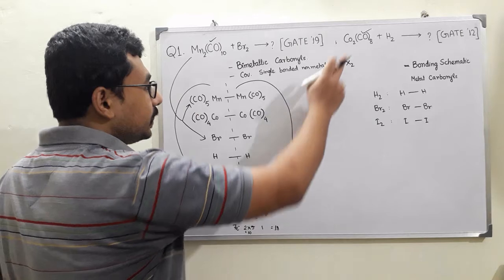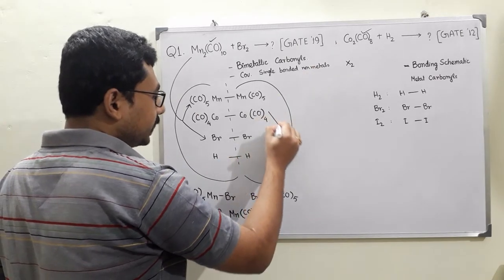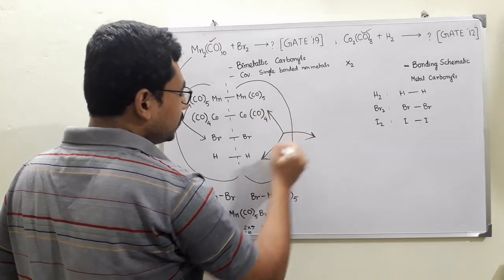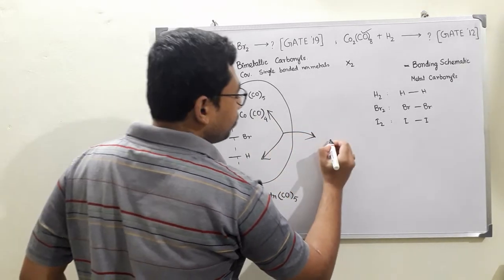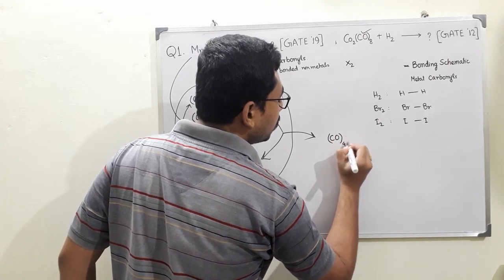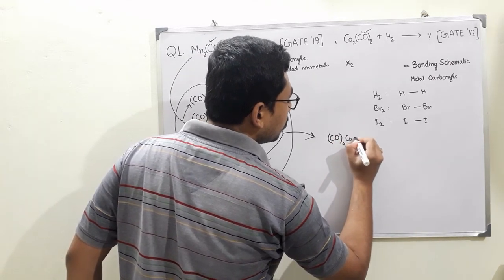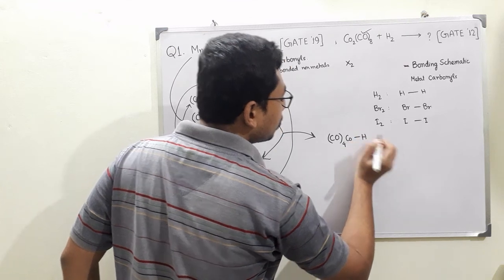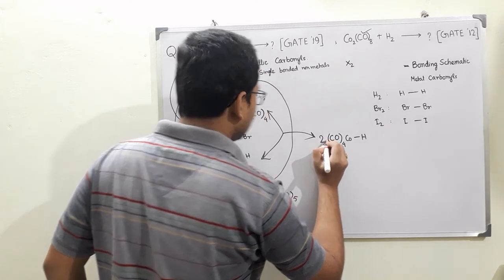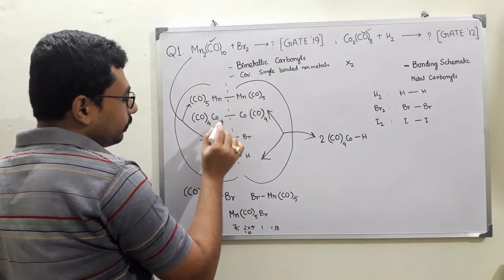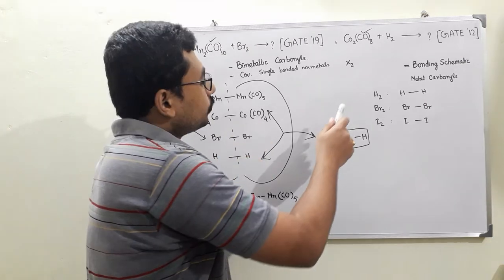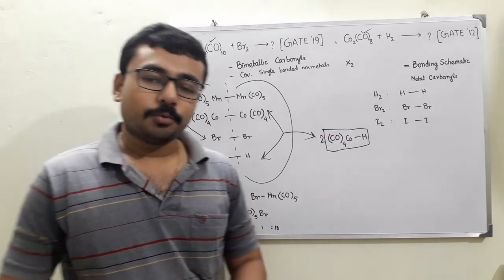Similarly, for the cobalt case, if you take these two in combination, you will find the product to be Co(CO)4H. So you will find two molecules of this, because on the left hand side you will find one, on the right hand side you will find one. So this was the answer of this question.